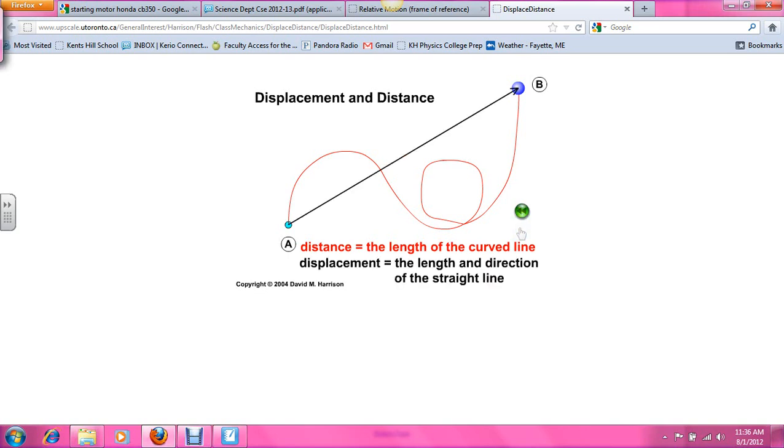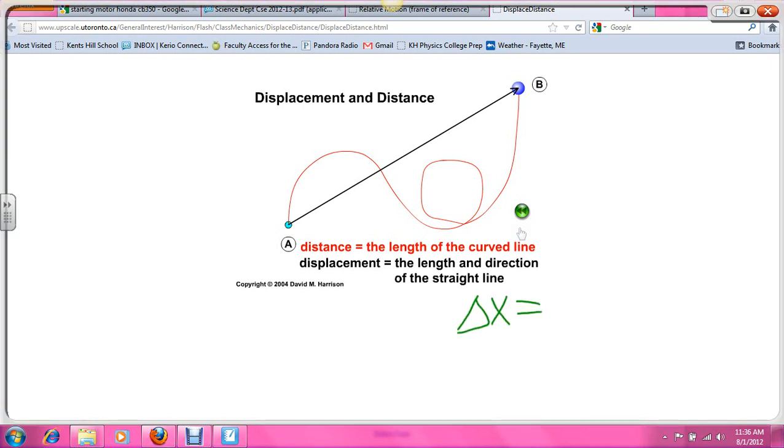However, the displacement is the distance between A and B. It's the length and direction of the straight line. So overall, the ball moved from point A to point B. It's the starting point and the final point, and the difference between those two. So if we apply our equation here, change in x equals x2 minus x1, our final position is B, and our initial position is A. So the displacement here is point B minus point A.